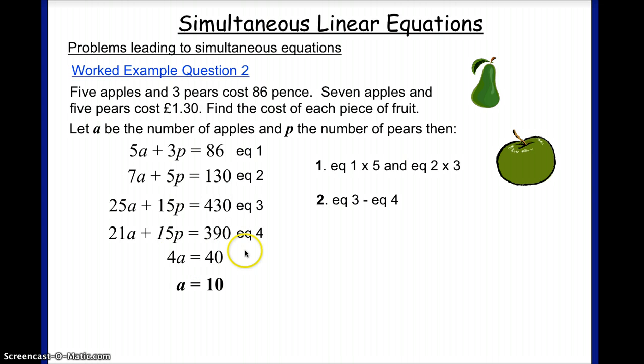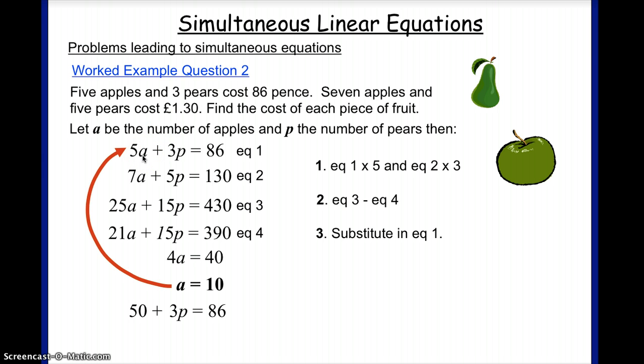Because we now know A is 10, we can just substitute 10 into any of these two equations. I am going to use the first equation. So I'm substituting A, which is 10, here. So we will have 5 times 10 is 50, plus 3p equals 86. Simplifying, we will have 3p is equal to 36. Then for your pear, you have 12 pence.